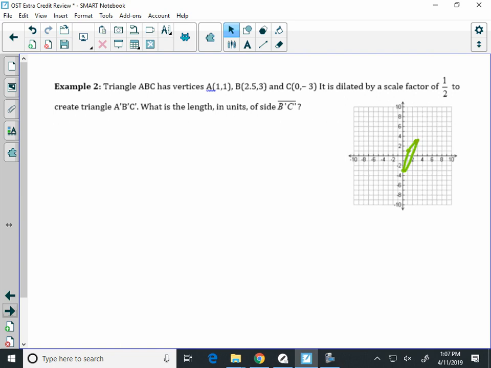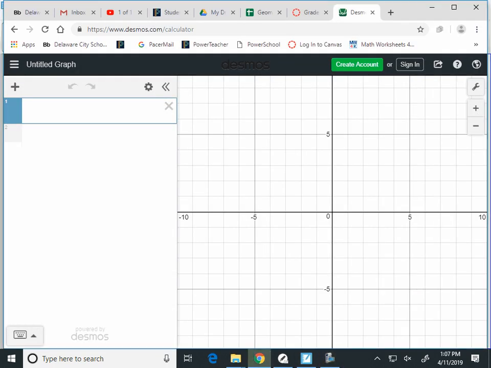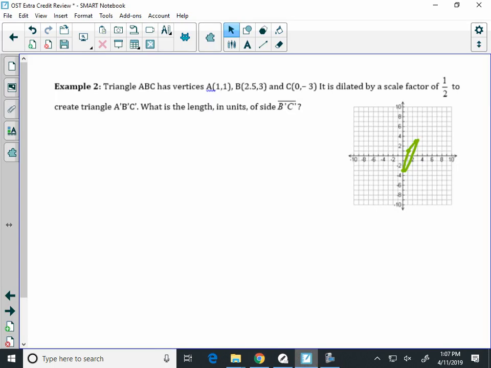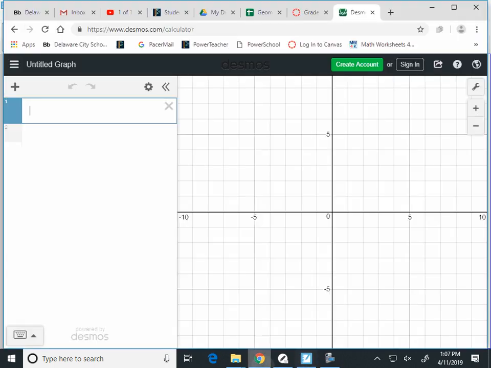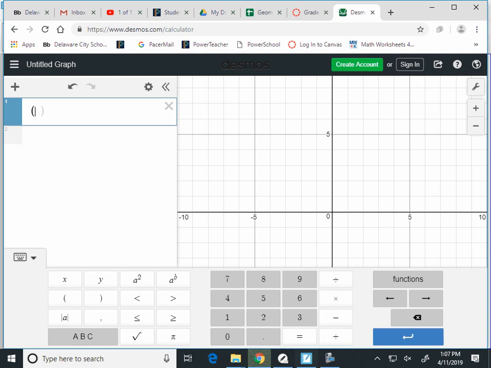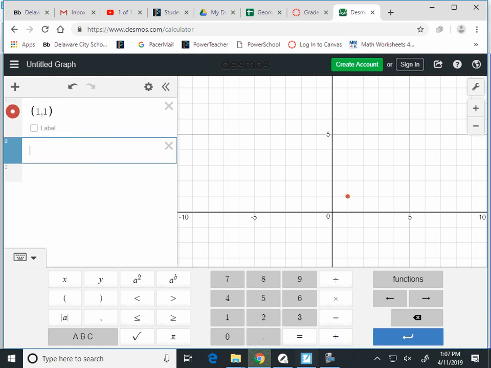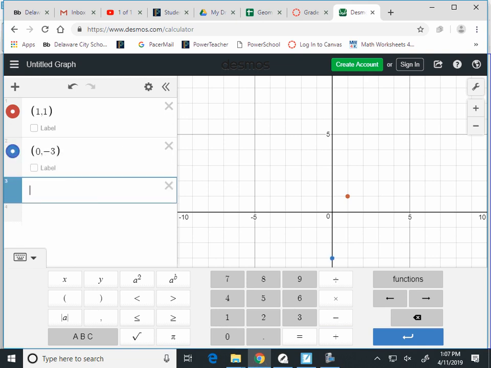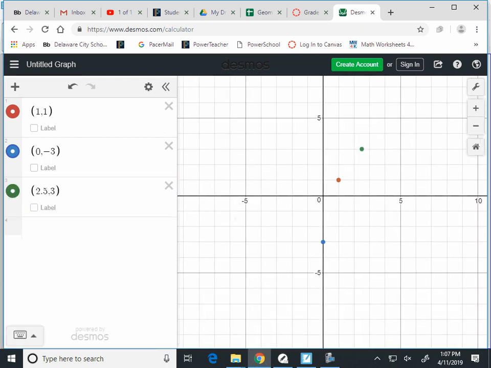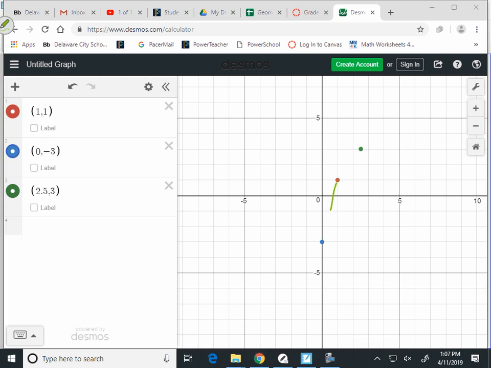Take a look at decimals. Plot the points in there, because sometimes it makes it more accurate and easier to tell. So we're going to plot (1, 1). Then we had (0, -3), and then we had (2.5, 3). So there's a little more accurate look, and again, you can use an expo marker on your OST, so you use your expo marker to connect those points.